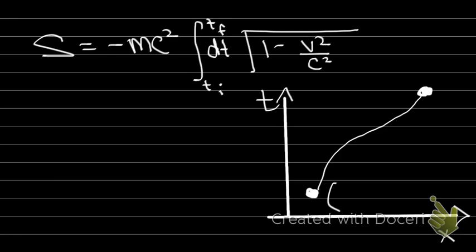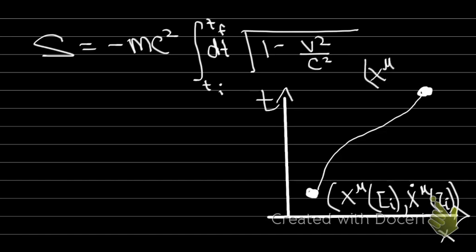So initially we have the position coordinate x^mu at some initial proper time tau_i, and we have its initial velocity, x dot^mu, at that initial time tau_i, right? And likewise over here for the final, we have x^mu, the position coordinate at some final time, and the particle's velocity at the final time, tau_f.